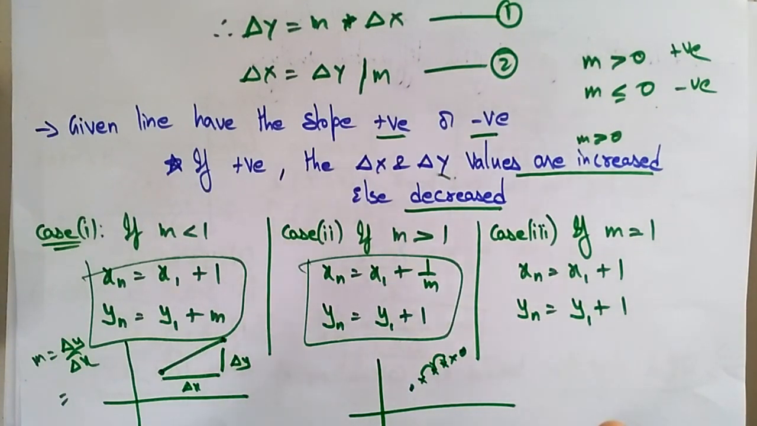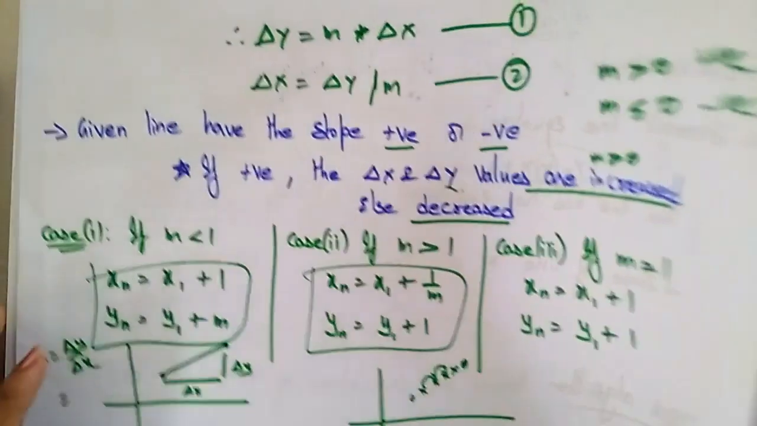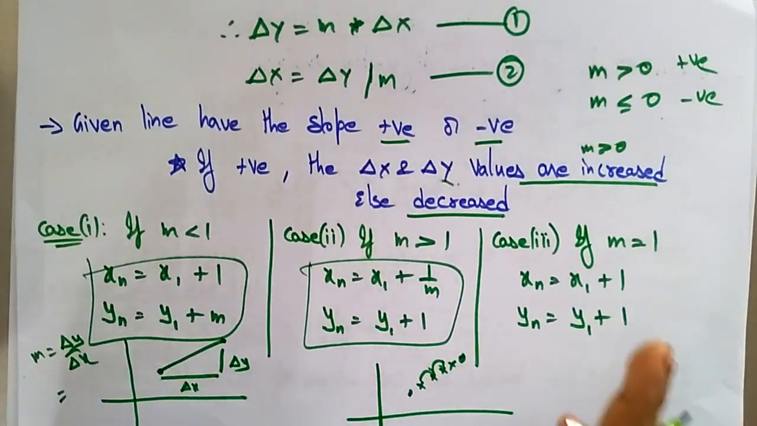By using the DDA algorithm, the line segment is drawn. To draw the line segment from the starting to the end point, you need to find the intermediate points. With the help of the intermediate points only, the line will be connected point to point. So this is just an introduction part. In the next video, I'll explain the algorithm.